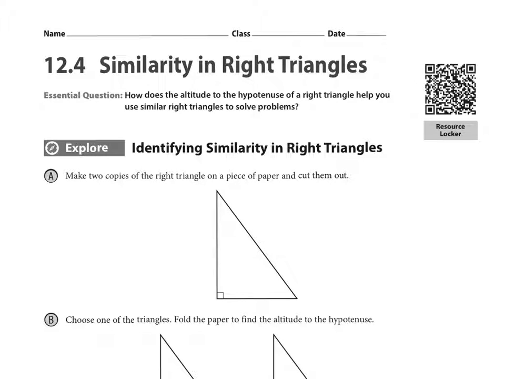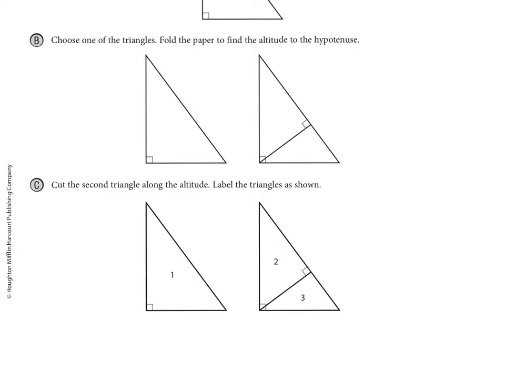All right, so this lesson is going to be about similarity in right triangles. And we're going to talk about when we take a right triangle and we cut it apart into two smaller triangles, what are some relationships we notice? So first, let me show you what I mean by we cut it apart into two smaller triangles.